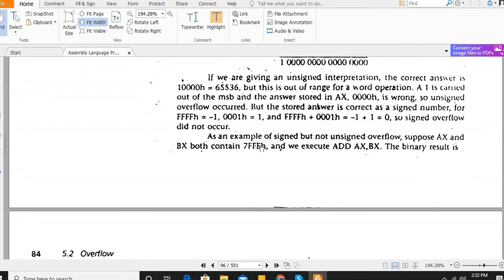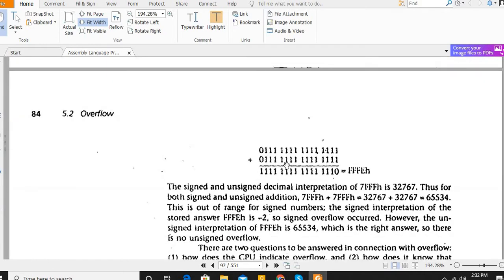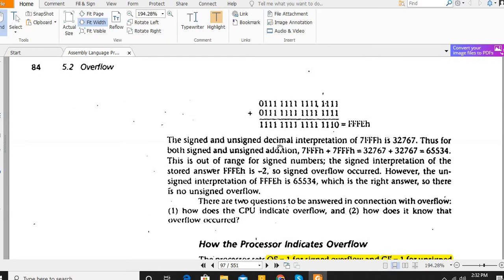Now look at another example where AX and BX both contain the hexadecimal number 7FFFH, which is 32767 in both signed and unsigned decimal interpretation. When I add these two numbers, the result is 65534, which is not outside the range, it is inside the range, so no unsigned overflow occurs in this operation.